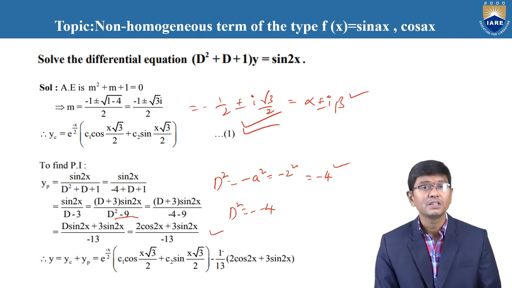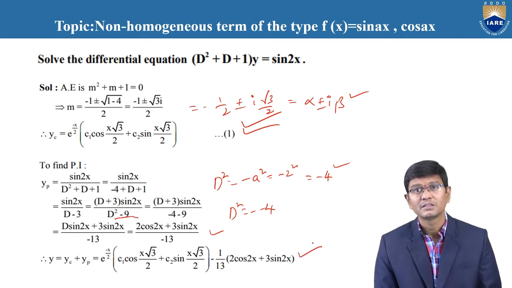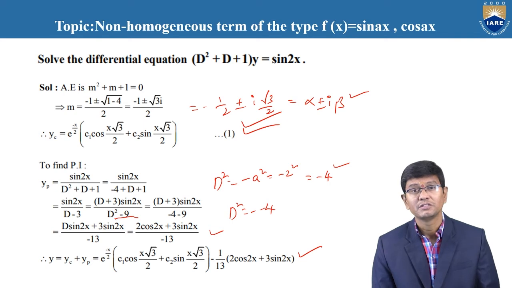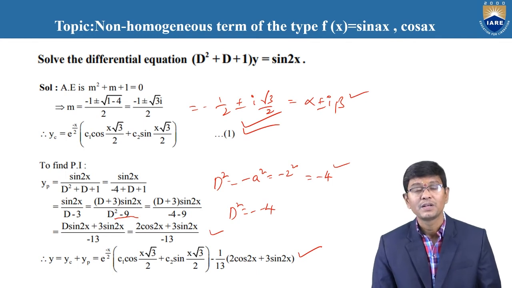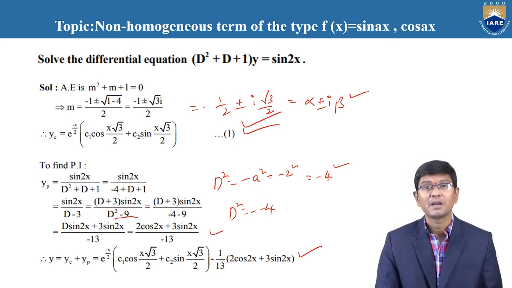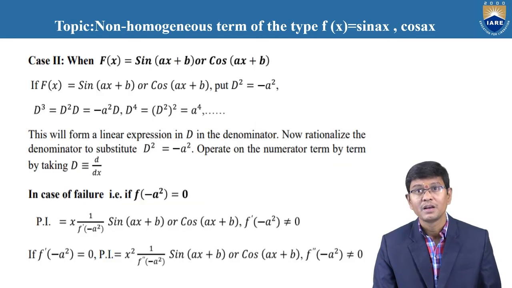Therefore, the complete solution of the given differential equation is y equals complementary function plus particular integral. With the help of that, y is equal to e power of minus x by 2 into c1 into cos root 3 by 2 x plus c2 into sin root 3 by 2 x plus minus 1 by 13 into (2 cos 2x plus 3 sin 2x), which is the final solution.